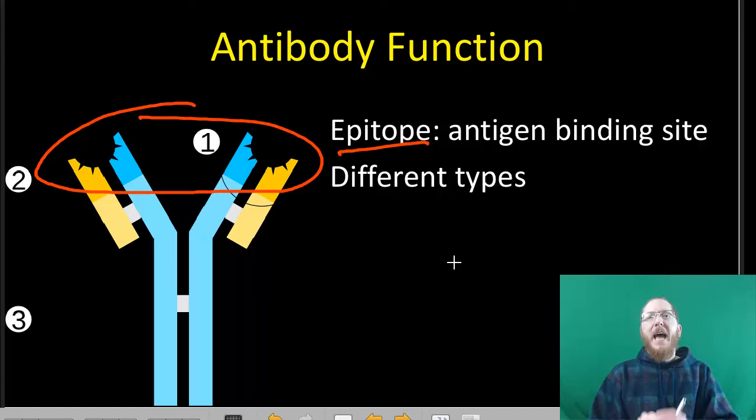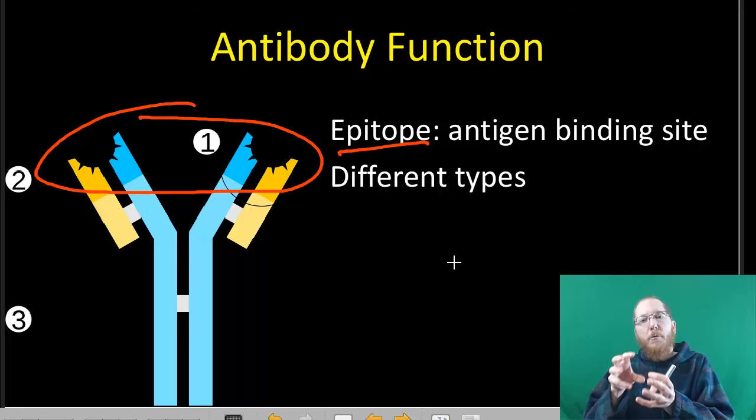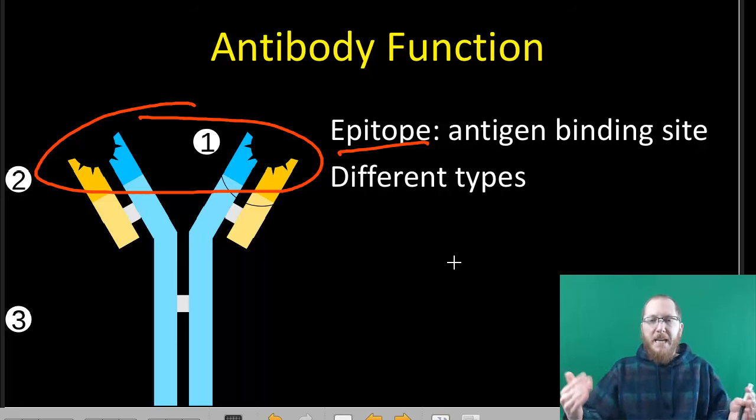And so this end region will be matched to whatever this epitope is for a specific antigen. So each antibody has a specific target then, and this is why it takes some time to make sure we're building the right antibody that has the right variable region to go after an epitope to take care of it.